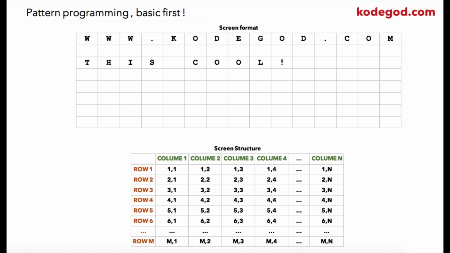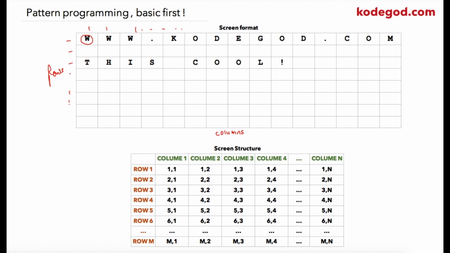Now we are going to learn about pattern programming. Before that, let us look at what the console screen looks like. Console screen is a 2x2 matrix of rows and columns. So these are all rows and these are all columns. Each combination of row and column is a display unit.